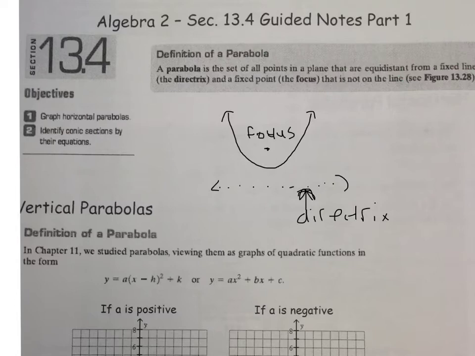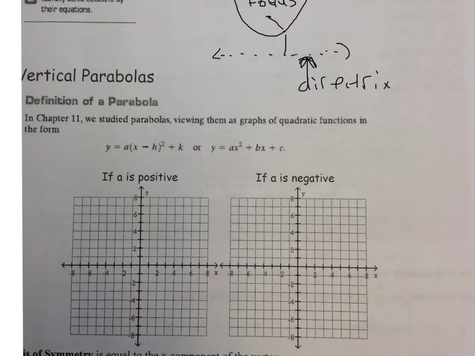And so any point on this parabola would be the same distance away from the directrix as it is from the focus. And there are ways to find the directrix and the focus, and to find the parabola from the directrix and the focus, and we'll get into that. But right now, we're just going to be talking about our regular old vertical parabolas that you learned in Algebra 1.